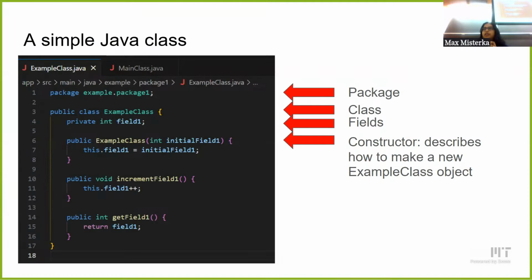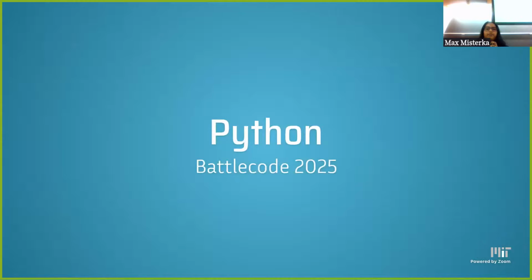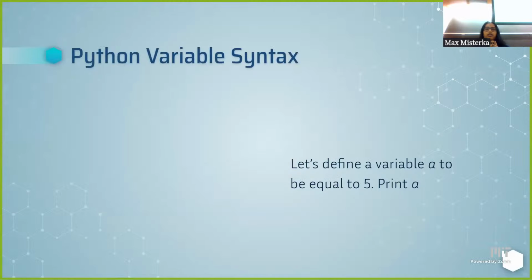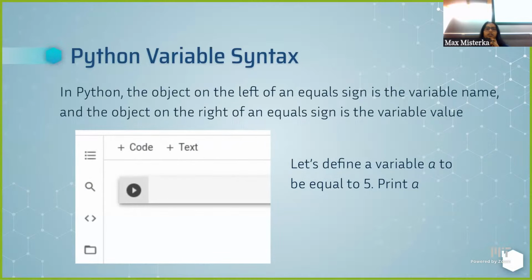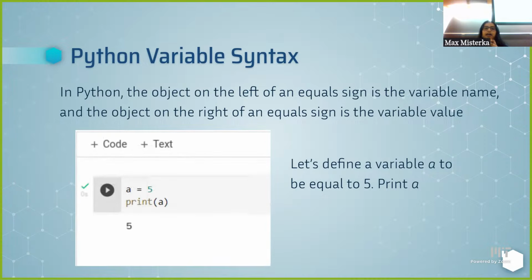And now moving on to Python. So in Python, the object on the left of an equal sign is the variable name, and the object on the right of the equal sign is the value. So if we were to define a variable a to be equal to 5, and then we wanted to print a, we would say a equals 5. And then when we do print a, we see that Python printed out 5.